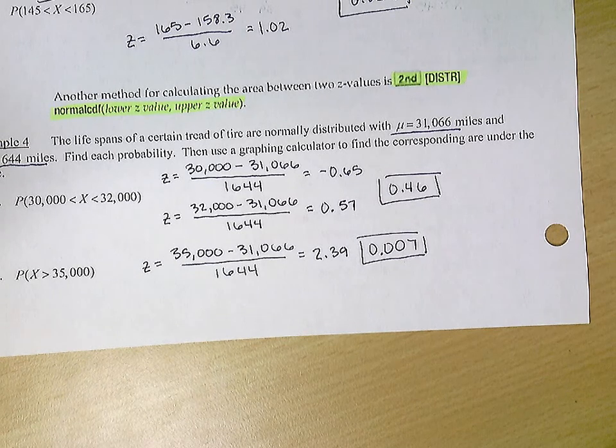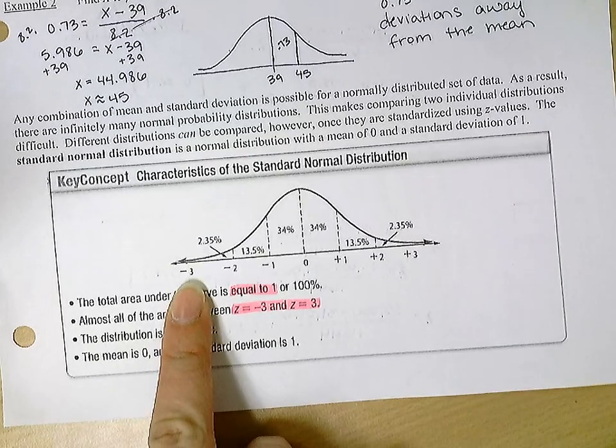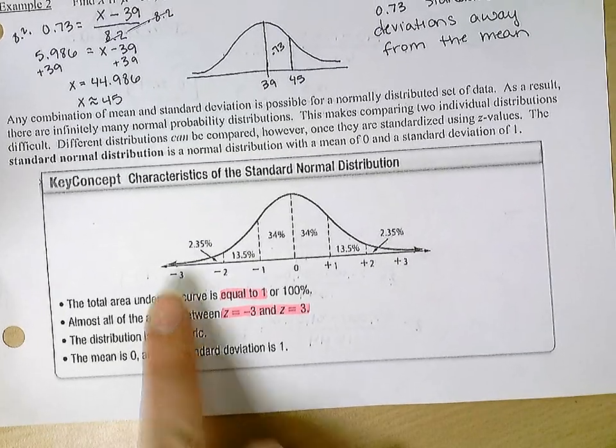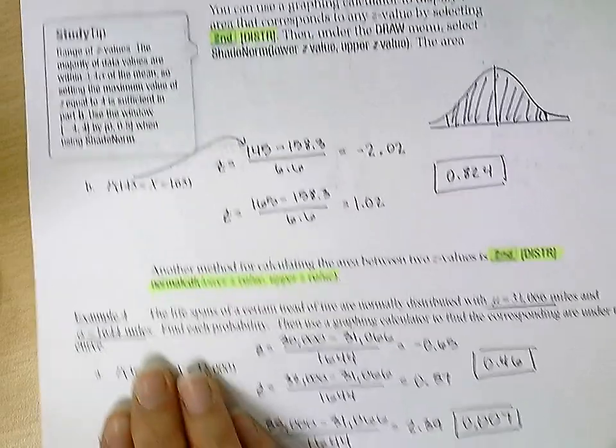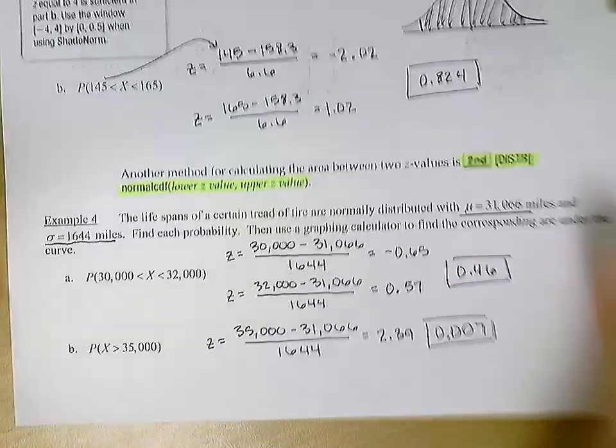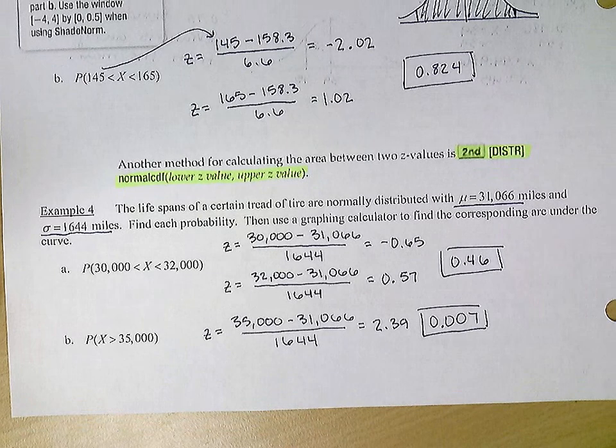How'd you get 3? 3 and -3 come from the standard normal. So your lower bound, the lowest it'll go is -3, the highest it'll go is +3. Brantley, what were you saying? So if it was looking for x value less than 35,000, your lower bound then would be -3, and then your upper would be the z value you found.